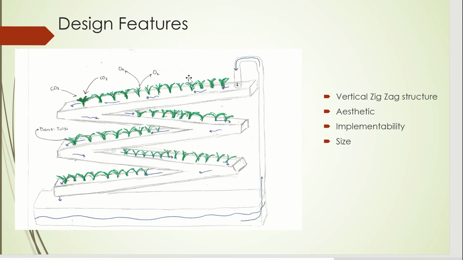So some design features, as you can see, this is the product that I am recommending. We have a reservoir at the bottom with solution. A water pump running off of solar energy will then pump the water to the top of this zigzag structure where it will flow down naturally because of the incline. As it does that, plants will consume the nutrients and take in the nutrients that they need, right? CO2 will go into the plants and oxygen will be expelled. Some of the features are its vertical zigzag structure, its overall pleasing aesthetic, its implementability, and size.